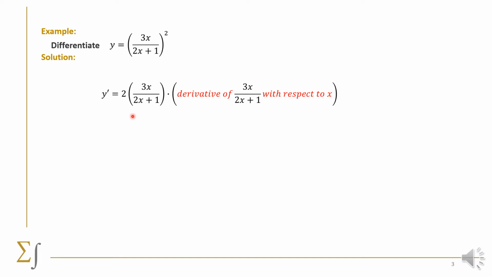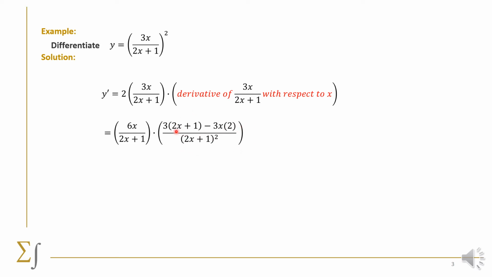So next we write y prime is equal to 3 times 2, which is 6. Here comes the 6x all over 2x plus 1. Inside this bracket we have the denominator squared, then denominator times derivative of numerator minus numerator times derivative of denominator. This is the quotient rule.